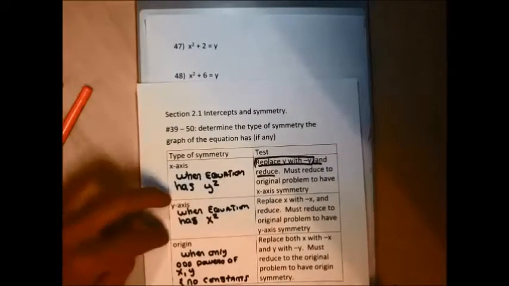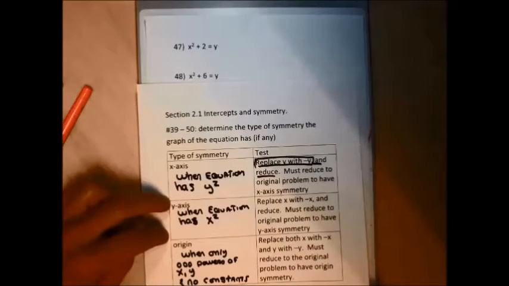All right, getting close. 2 more problems to go. So problem 48 and 47, there's an x squared. I think it's going to have y-axis symmetry. So let me see if it has y-axis symmetry. It's already solved for y. I'm going to graph it.